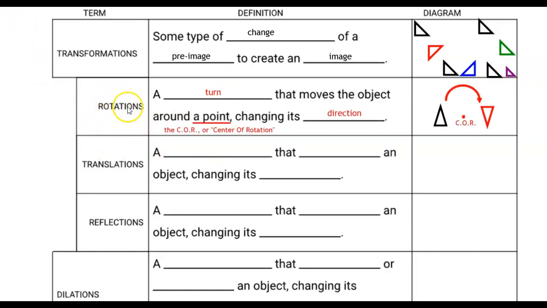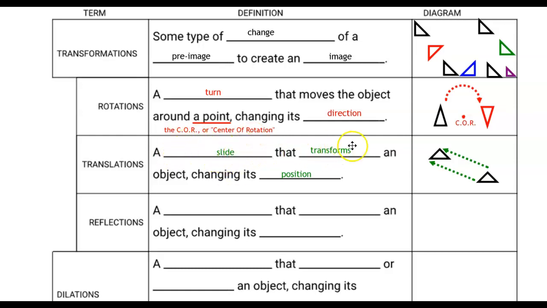Moving on to those specific definitions now. Rotations first. A rotation is a turn that moves the object around a point. That point we labeled here is the COR, the center of rotation, and it changes its direction. You can see that this triangle was pointed upwards. Once you rotate it, it can be pointed to the right or downwards or to the left. All it's doing is changing its direction, right? For a translation, it's a little bit different.